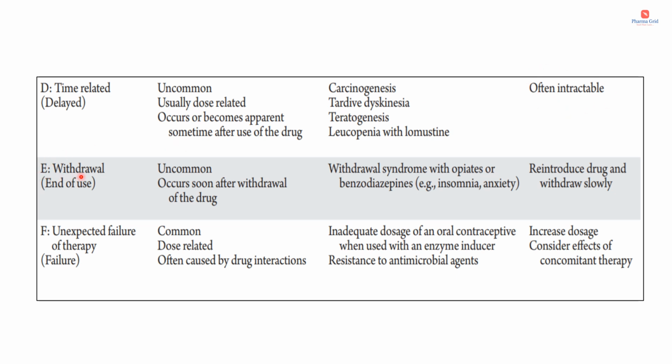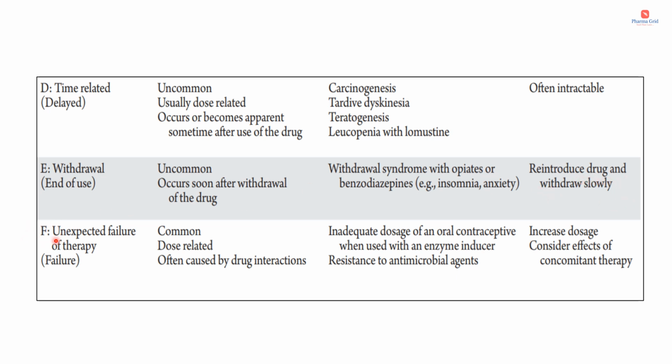Next is type E. E stands for end of use. End of use, or otherwise we can say due to the withdrawal of a particular drug. Features include that it is uncommon and occurs soon after withdrawal of the drug. Examples include withdrawal syndrome with opiates or benzodiazepines, for example insomnia, anxiety. Treatment options include reintroducing the drug and withdrawing slowly.